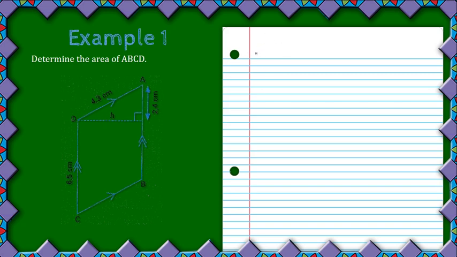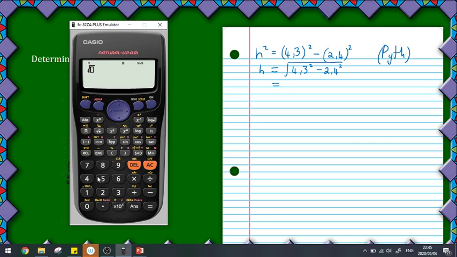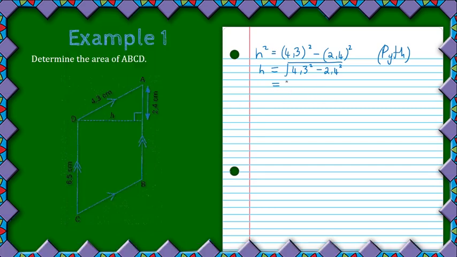So I'm going to say that h squared is equal to the hypotenuse squared, 4,3 squared, minus 2,4 squared, using Pythagoras. Then I can solve for h, which is equal to the square root of 4,3 squared minus 2,4 squared. If we put that into the calculator, we get the square root of 4.3 squared minus 2.4 squared, and that gives us 3,57 to 2 decimal places. So 3,57, and we are working with centimeters.